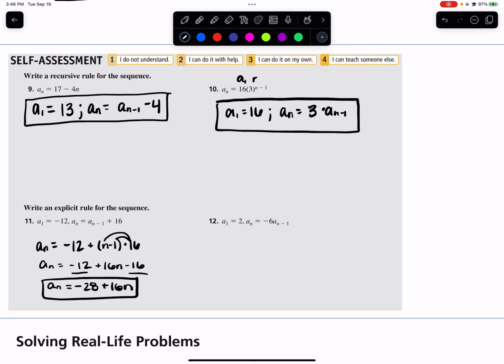All right, number 12, you should be able to tell that that is geometric. So a sub n equals your first term, 2, times your common ratio, negative 6, to the n minus 1 power. And please be sure you use parentheses around that ratio if it is negative. I don't know if I said that in the last video, but always, always, always use parentheses around a negative common ratio.